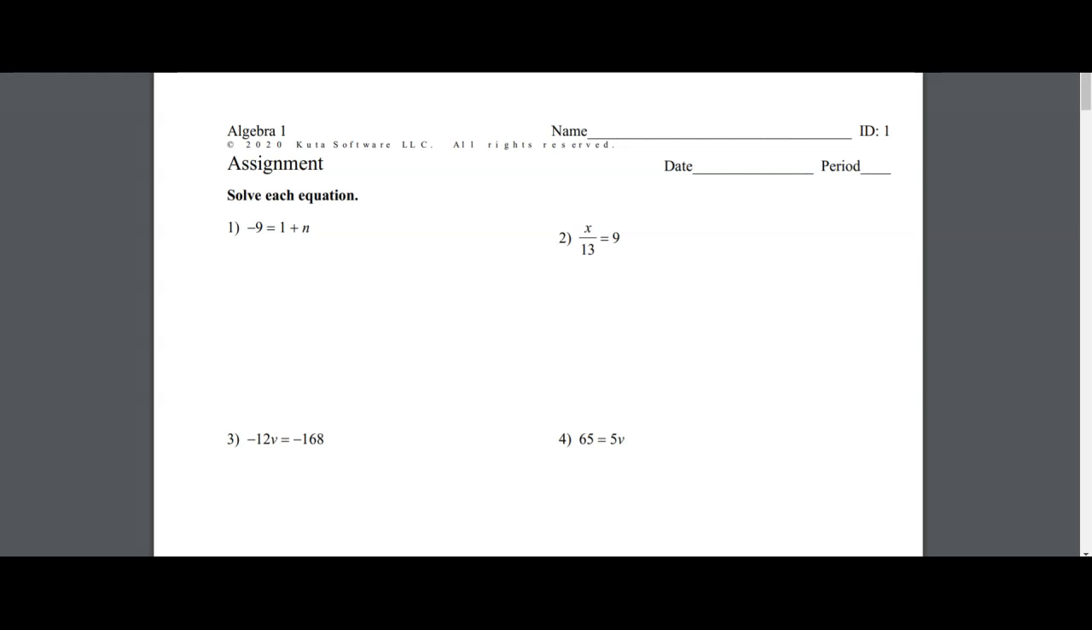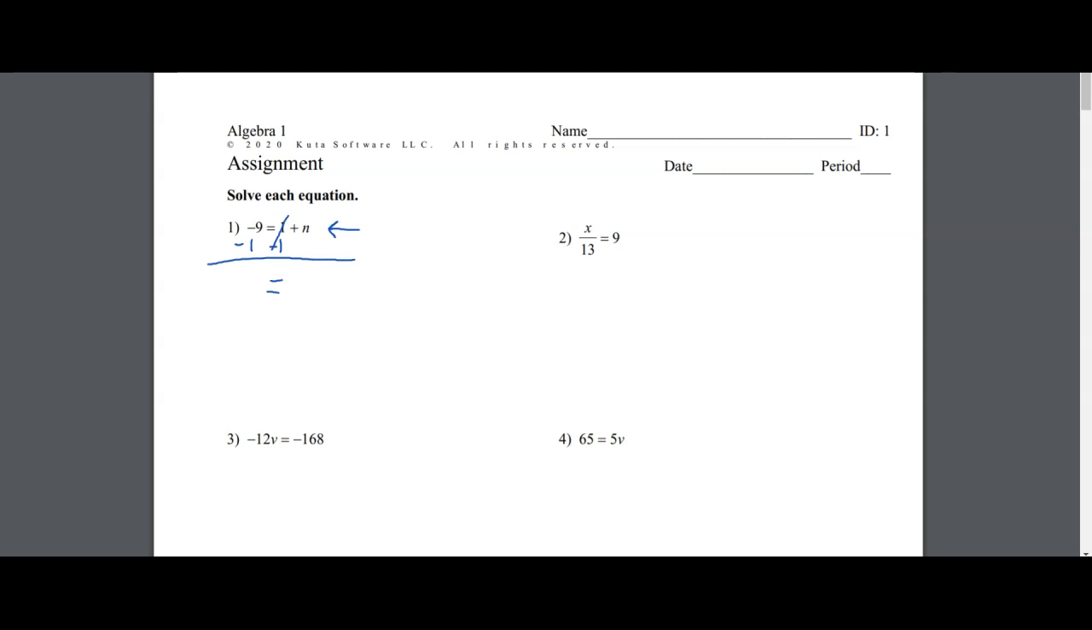So number 1, we need to identify what inverse operation we need to do. So we need to get the n by itself, so we need to move the 1 to the other side, right? Or simplify the 1. So we need to use the inverse of addition, which is subtraction. So I'm going to subtract 1 from both sides.